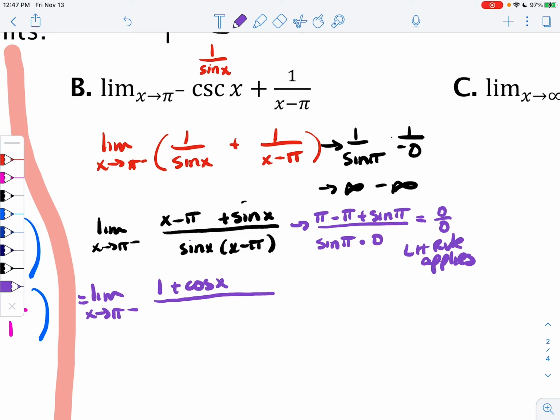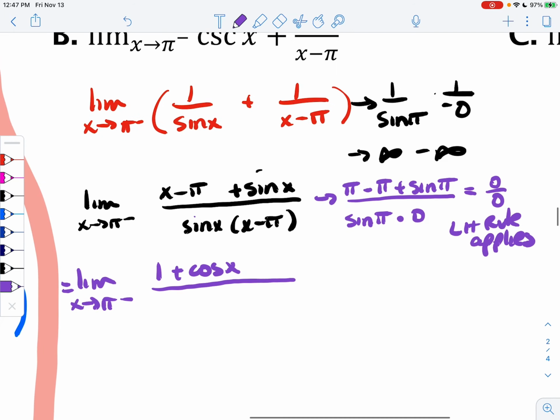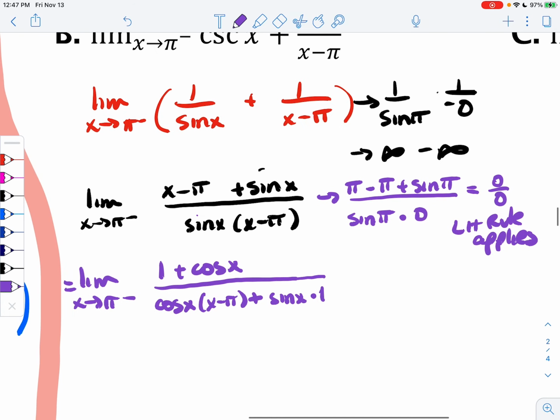The derivative of the denominator is going to require the product rule. Unless you want to distribute, it's still going to require the product rule. So we might as well do the product rule. So remember, the product rule says the derivative of the first, so that would be cosine x, times the second, plus the first, sine x, times the derivative of the second, and the derivative of the second function is 1.